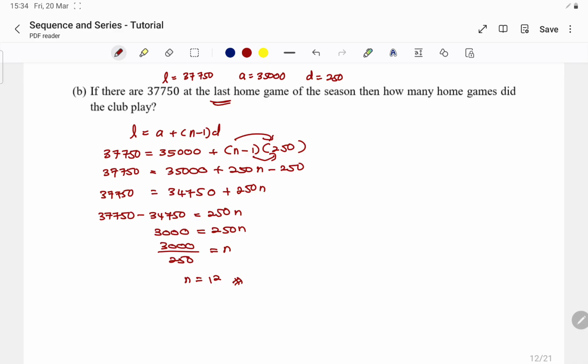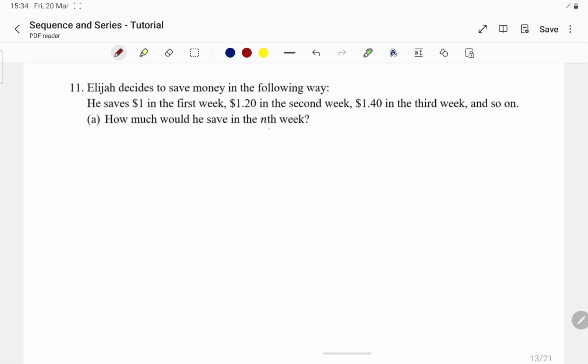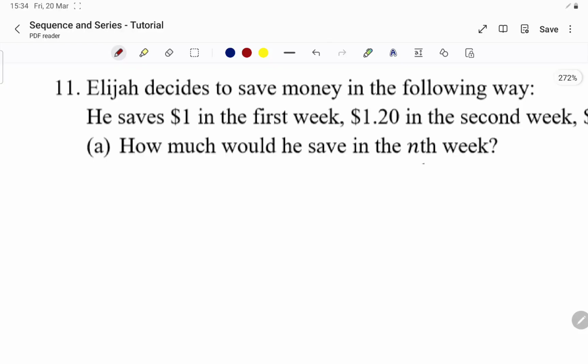Okay, for question 11, we have Elijah deciding to save money in the following way: save first $1 in the first week, $1.20 in the second week, $1.40 in the third week, and so on. How much would he save in the nth week? So if you see, the sequence is like this: 1, 1.2, and then 1.40, and so on.